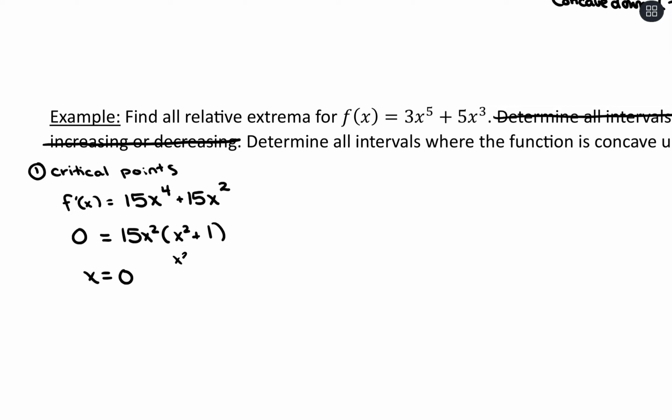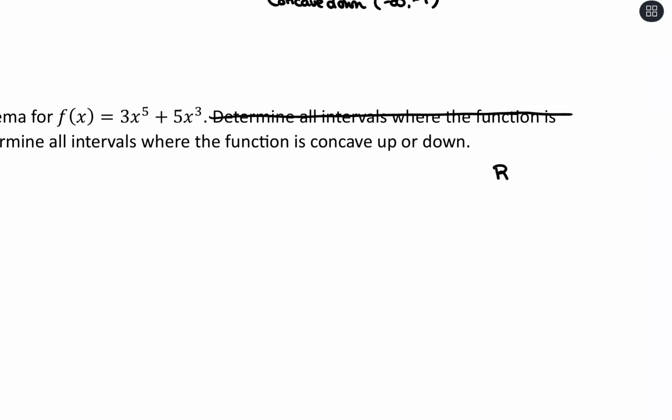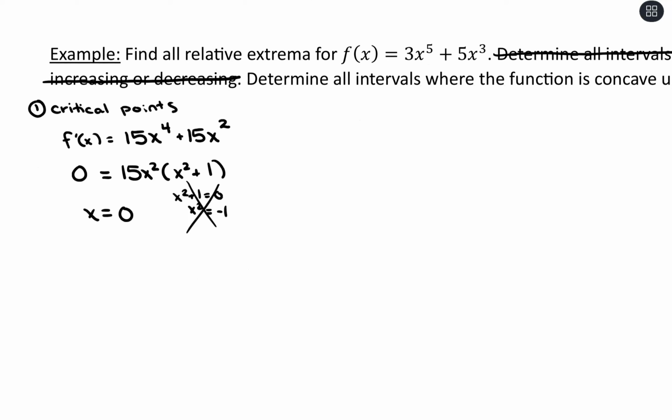And if we try to solve x squared plus 1 equals 0, we're going to run into issues by trying to take the square root of a negative. So that's not going to give us anything there. So critical points in terms of relative extrema is going to be at x equals 0. And in fact, I'm just going to jot that to the side here. Relative extrema is occurring at x equals 0. And then we'll talk more about what's happening there as we go forward.